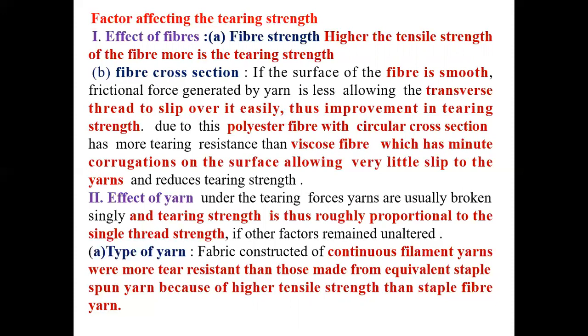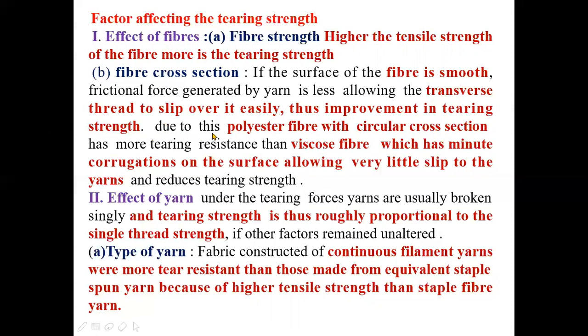So ultimately, it matters what the fiber to fiber friction, or you can say the yarn to yarn friction, is. Now, if the yarn friction is less, then the yarns are more mobile. That means more and more yarns can form the group and counteract the tear force. So if the fibers are smooth, the frictional force generated will be less, allowing the transverse yarn to slip over easily. So there is no resistance in the movement of the yarn, and thus an improvement in the tearing strength.